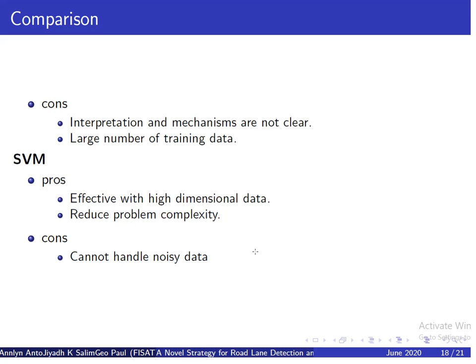Another method is support vector machine. It is good with high dimensional data, effective where number of dimensions are greater than number of samples, reduces problem complexity. And the disadvantage of support vector machine is it cannot handle noisy data.